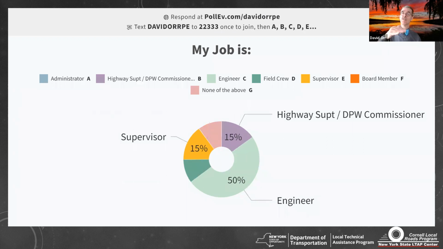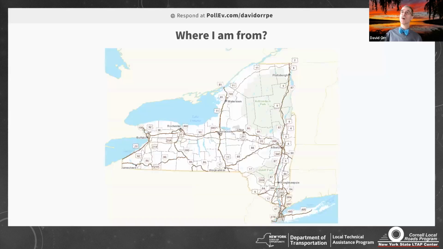And again, if you can't do poll EV, you can put the answer in the Q&A pod. I can take that into account. So I see I've got a B in there, which means you're the highway superintendent or DPW. Okay. And then finally, where are you from?